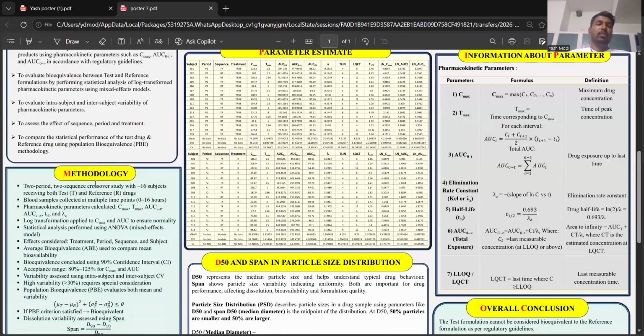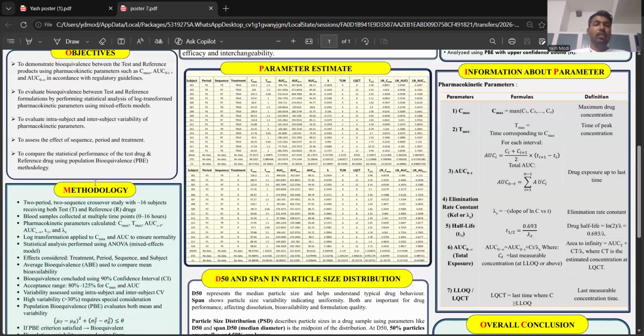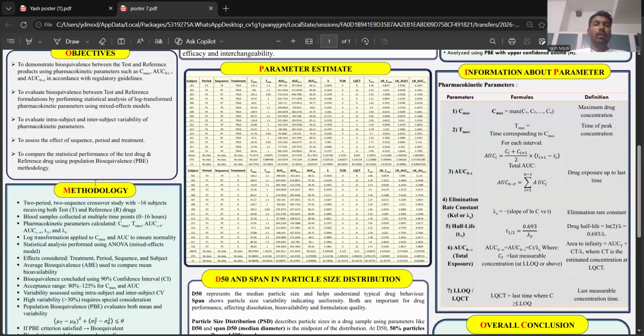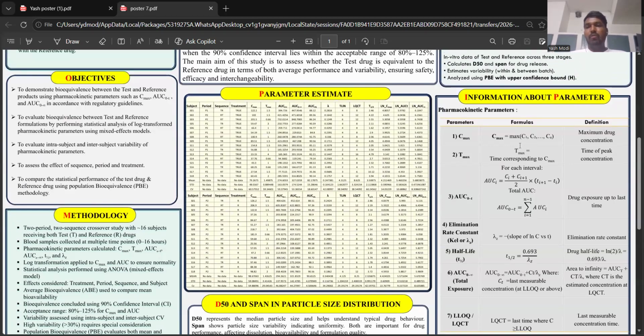And last is to compare the statistical performance of the test drug and reference drug using population bioequivalence (PBE) methodology. Here we see the parameter estimation. This table shows the parameters we estimate, such as Cmax, Tmax, AUC 0 to T, AUC 0 to infinity, AUC lambda, etc., and the information about the parameters.